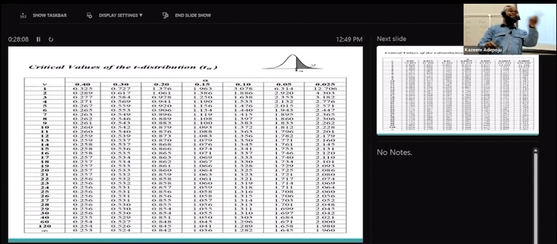We use z when the population standard deviation is known. I'm going to say that again. We use z when the population standard deviation is known. We use t when the population standard deviation is unknown. Have I answered your question now?